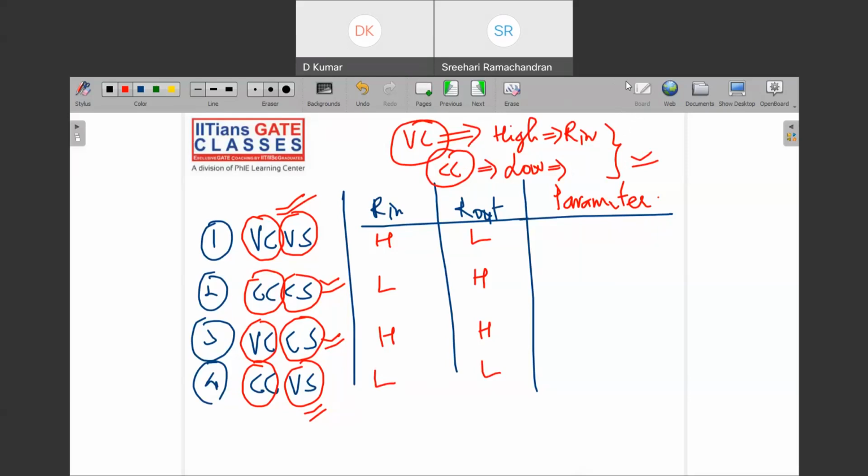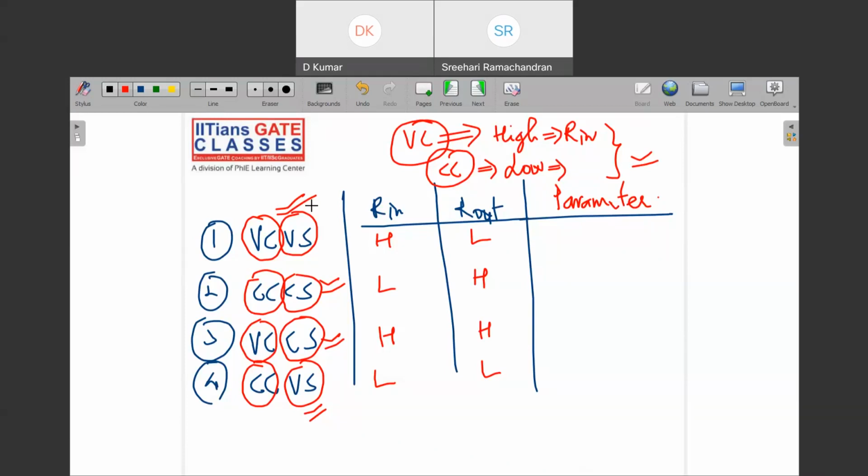And you know the internal resistance of voltage sources and current sources. What is the internal resistance of an ideal voltage source? It is zero, right? So low resistance, you can say. In the case of an ideal current source, you can say high. So based on that, you can remember.